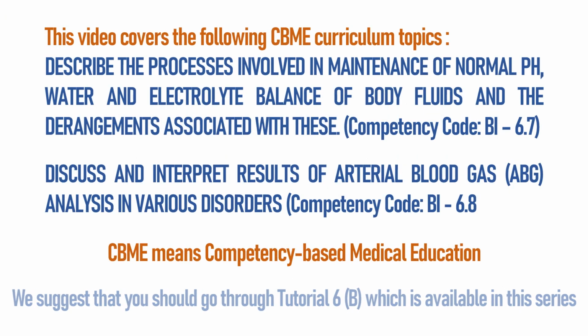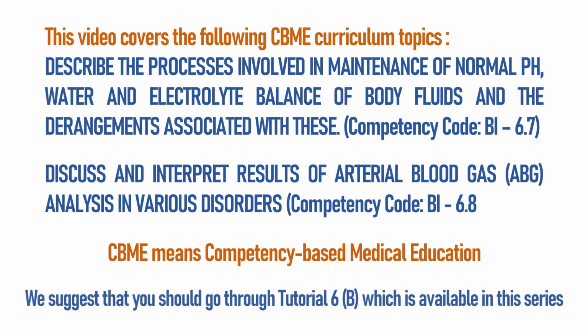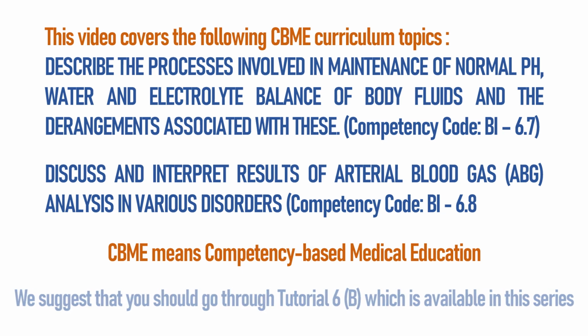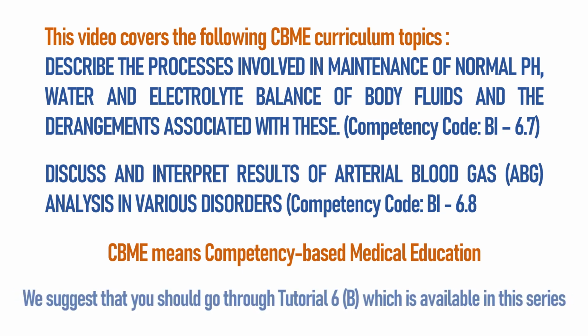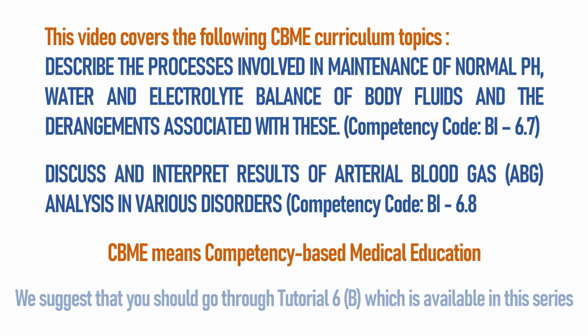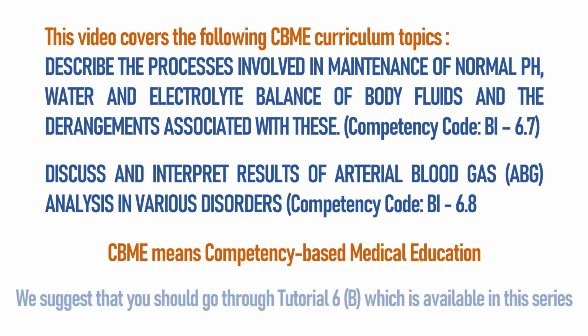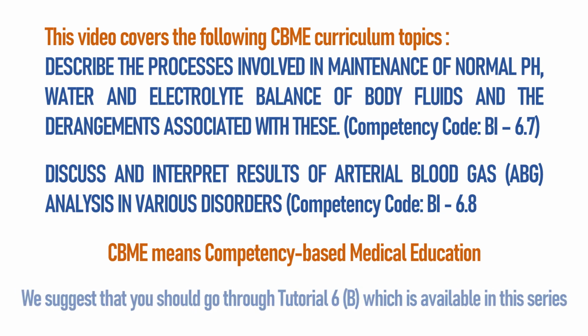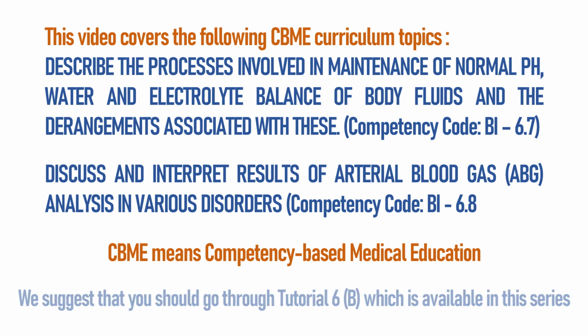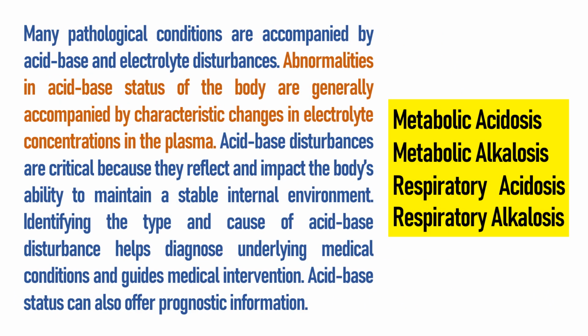This video covers the following CBME curriculum topics: describe the processes involved in maintenance of normal pH, water and electrolyte balance of body fluids, and the derangements associated with these. Discuss and interpret results of arterial blood gas analysis in various disorders. We strongly suggest that you should go through tutorial 6b, which is available in this series, before you watch this video. Many pathological conditions are accompanied by acid-base and electrolyte disturbances.